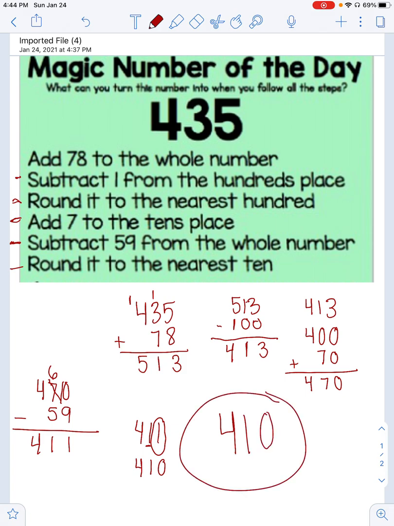Woohoo! Okay, then I'll just need you to write that in the discussion post, or you can take a picture of what your work was, and that's what you're going to do for magic number of the day. Try it on your own today.